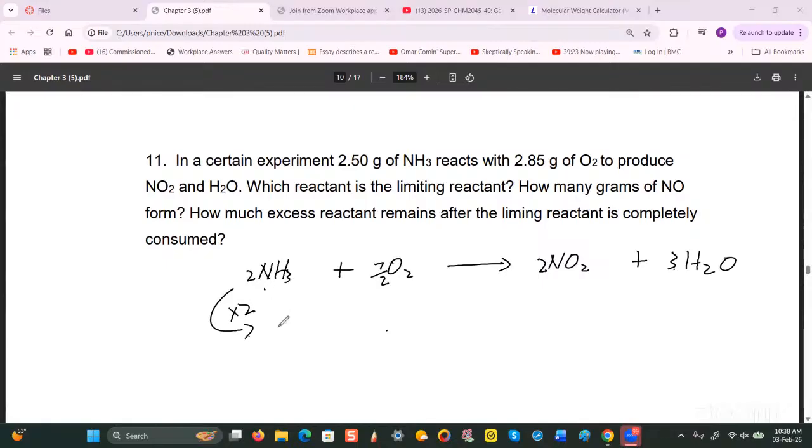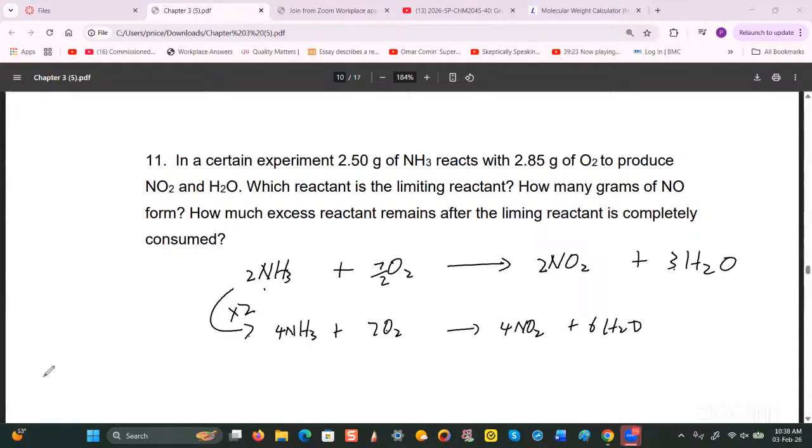So here you're going to end up with 4 NH3. Here you're going to end up with 7 O2. Here you're going to end up with 4 NO2. And here you're going to end up with 6 H2O. And that would be the balanced equation. So this is something that you'd have to do first before you can do anything else, right? You have to start off with a balanced equation before you can actually get into the calculation part.